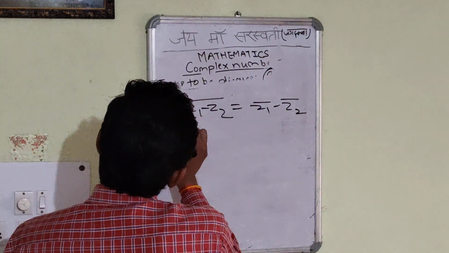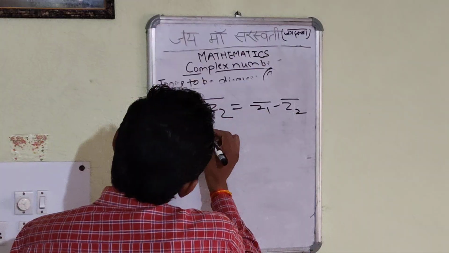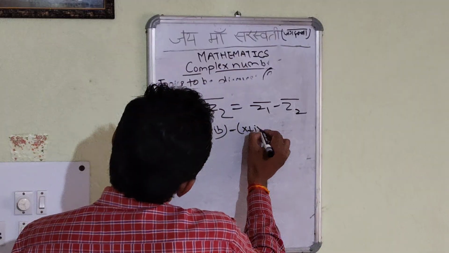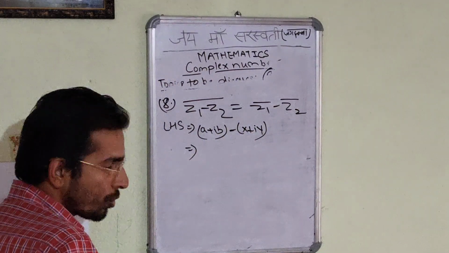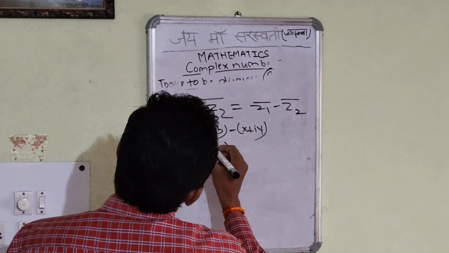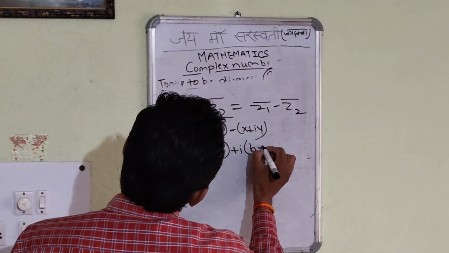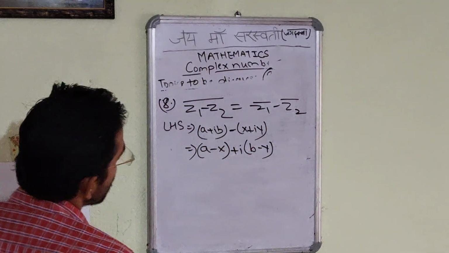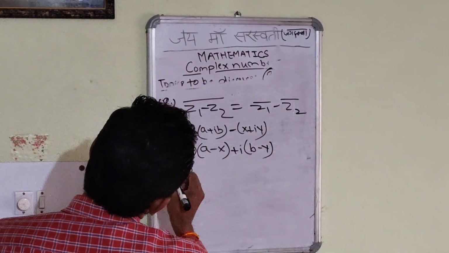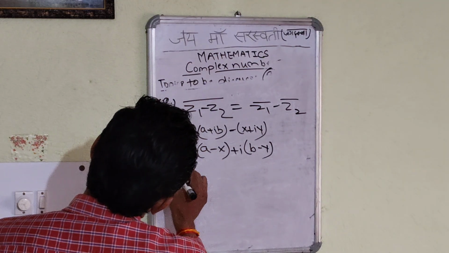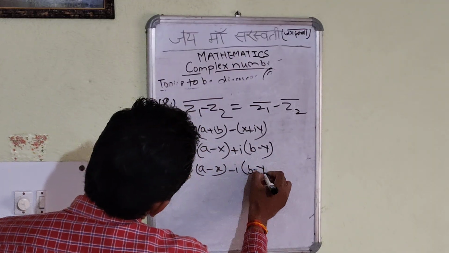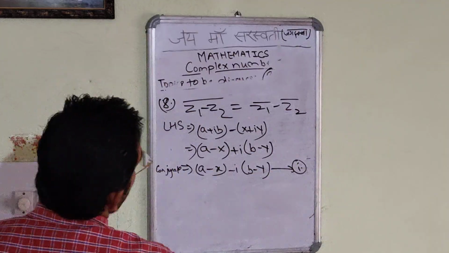We will see here also. If we are taking the LHS, z1 is equal to a plus ib minus x plus iy. Understood? So it will be a minus x plus i times b minus y. We had seen that its conjugate will be equal to a minus x minus i times b minus y. This is the LHS part.